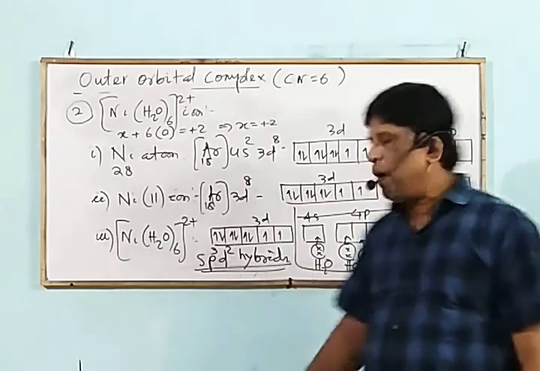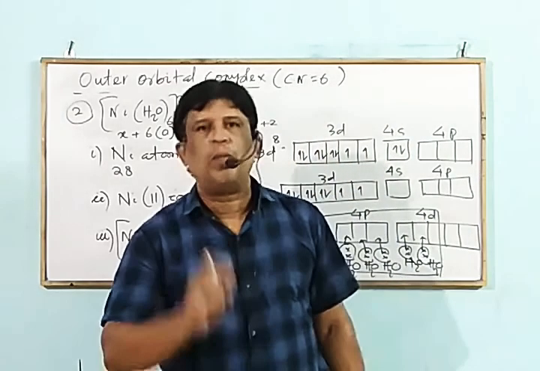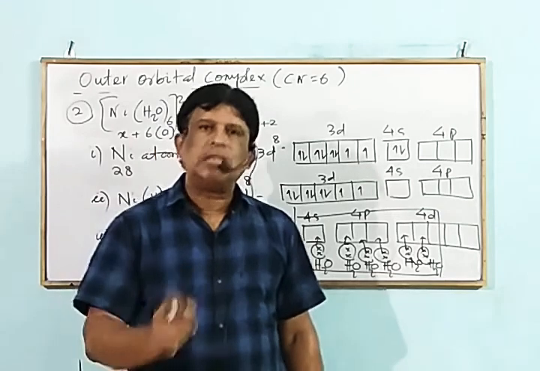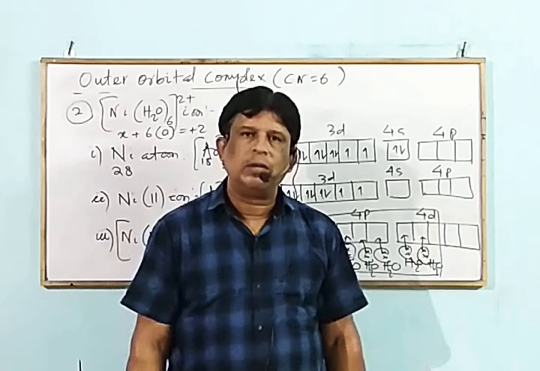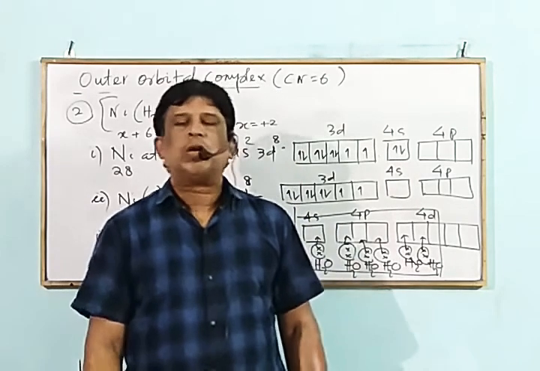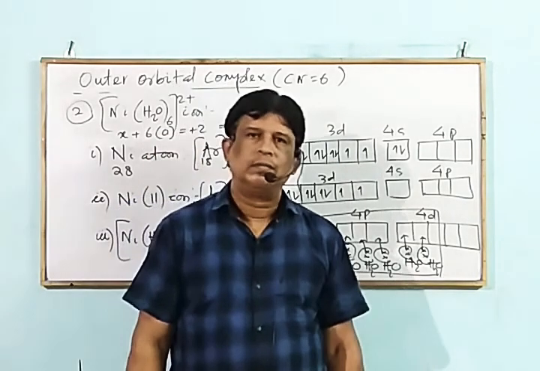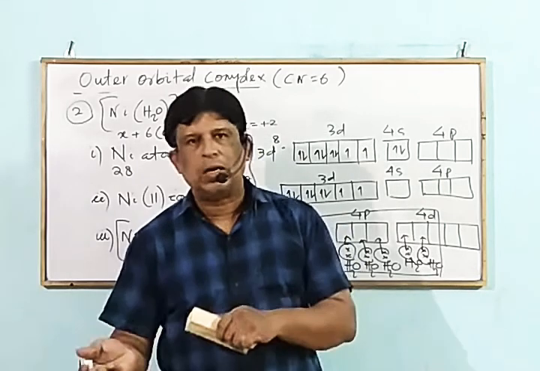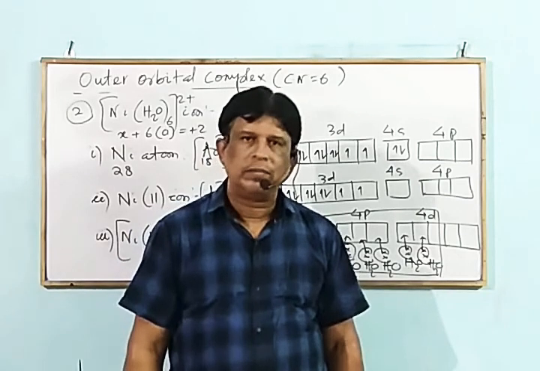Since the maximum number of unpaired electrons is there, it is known as a high spin complex or spin-free complex. And due to the presence of unpaired electrons, the complex is paramagnetic in nature. It is all about the octahedral complex having coordination number 6. Then we switch over to tetrahedral complex or square planar complex having coordination number 4, one by one.